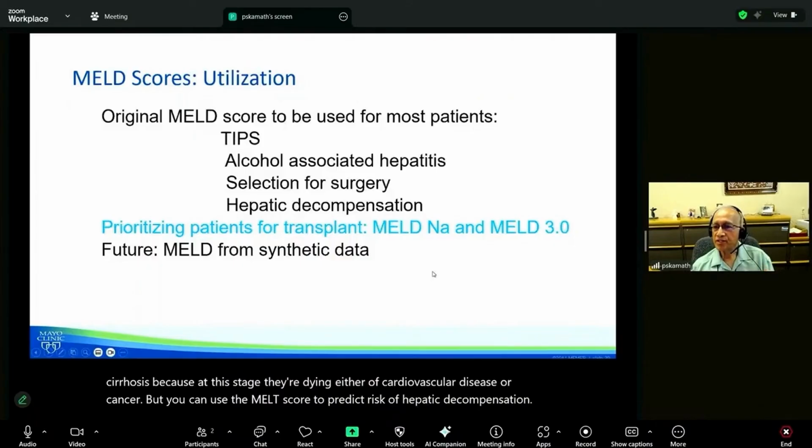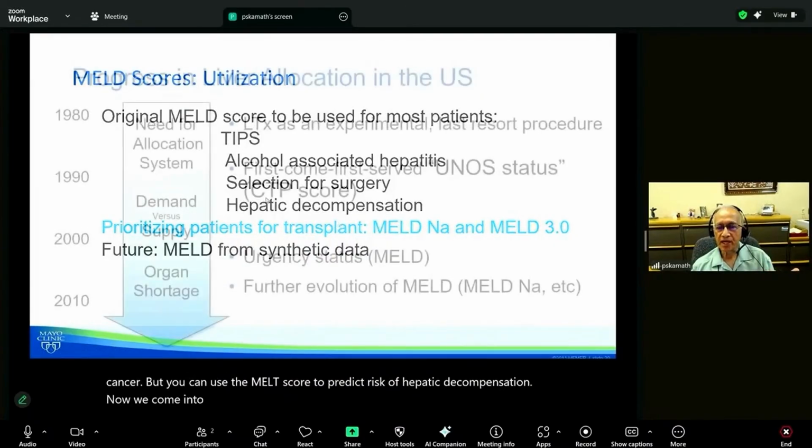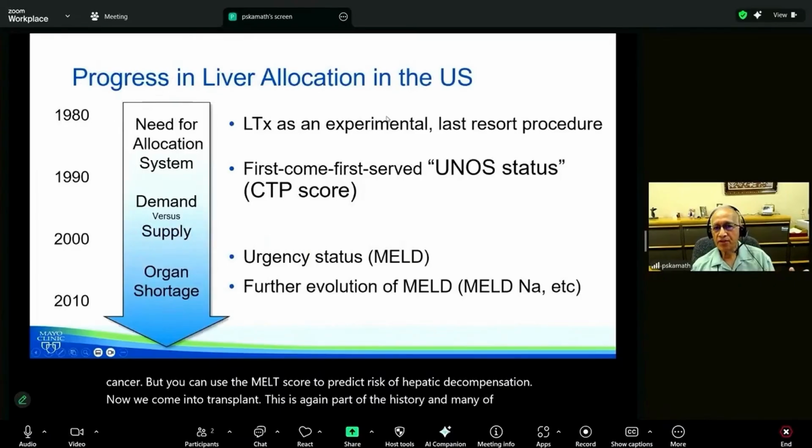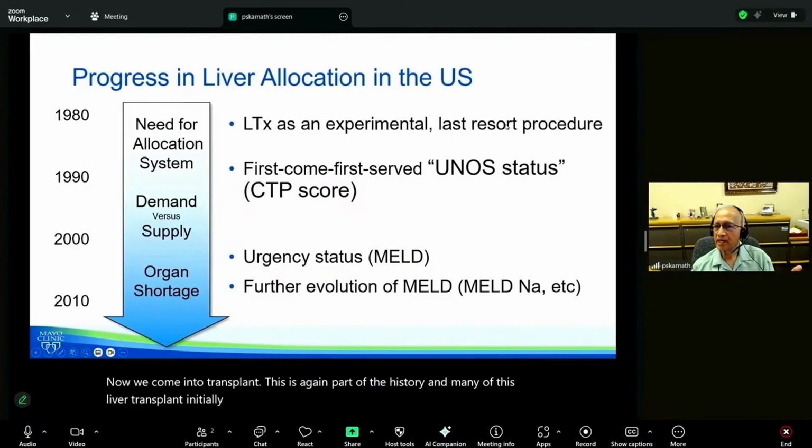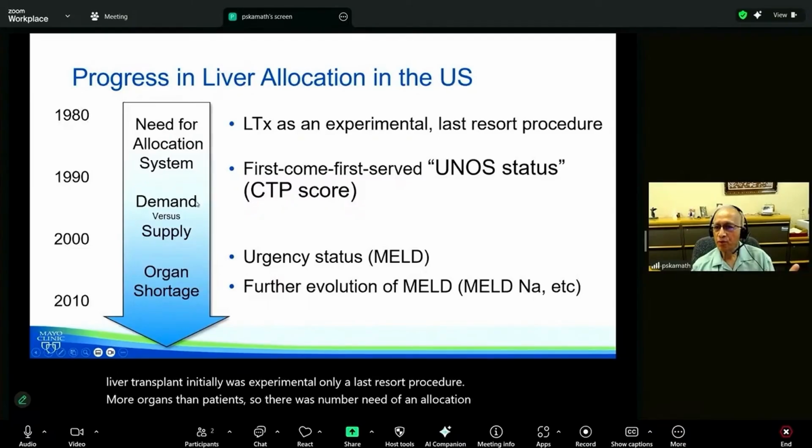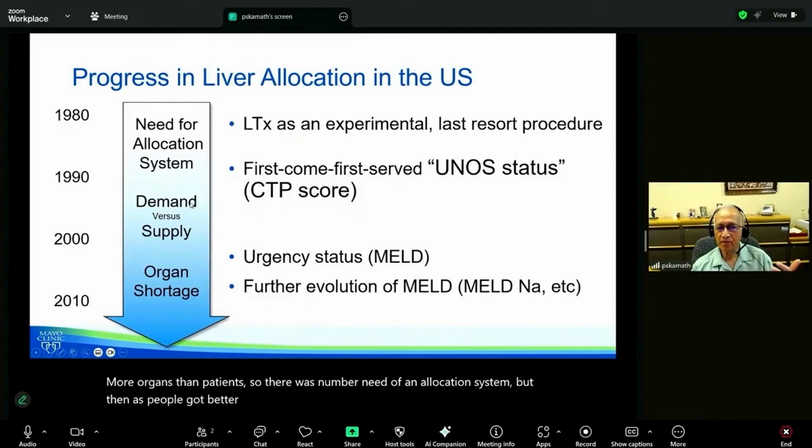Now we come into transplant. This is again part of the history. And many of you know this. Liver transplant initially was experimental, only a last resort procedure, more organs than patients. So there was no need of an allocation system. But then as people got better at transplant, the demand for organs outstripped the supply. So you had to have an allocation system. Initially, it was the UNOS system, which was really based on CTP score and waiting time. And that was changed in 2002 to the MELD system and 2016 to the MELD sodium system. So we're just trying to do better.